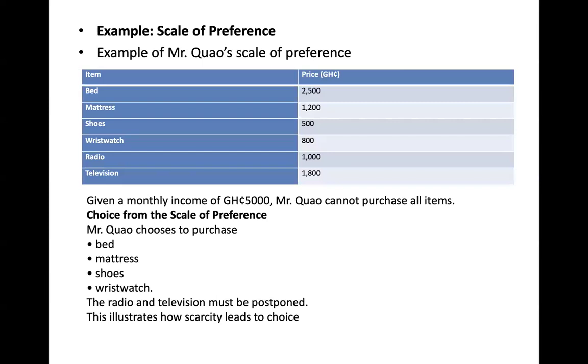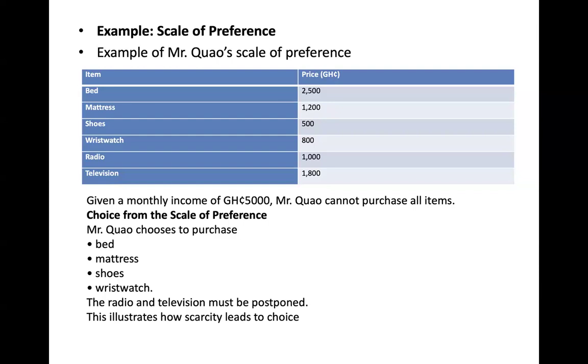Let's take an example from Mr. Kwe. Mr. Kwe has 5,000 Ghana cedis, but he wants to buy a bed, mattress, shoes, wristwatch, radio, and television. On his scale of preference, he listed his items based on his priority, based on the importance. He wanted to buy the bed first, then followed by the mattress, shoe, wristwatch, radio, and television. But his income is just 5,000.